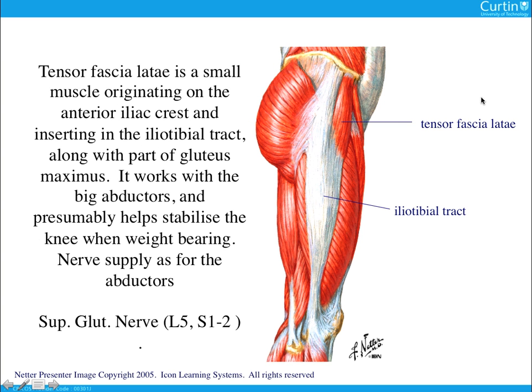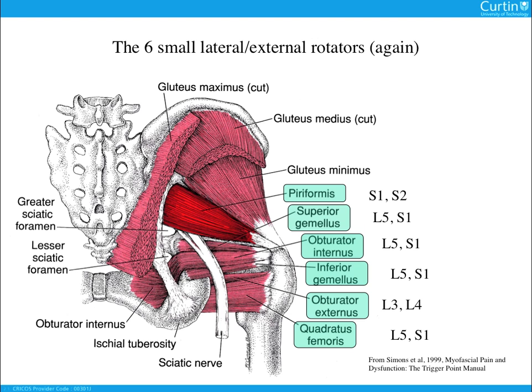We've talked about the tensor fascia lata. So it's an abductor, and when it tenses the iliotibial tract, as the name would suggest, tensor fascia lata, it may actually stabilize the lateral knee. That's a little bit speculative. We don't know that for sure, but it has been speculated as one of its functions. So, superior gluteal nerve. Here we have small external rotators, and there's actually 6 of them.